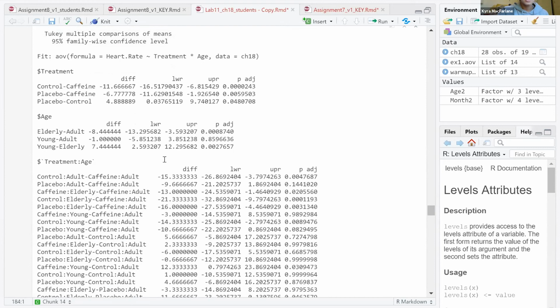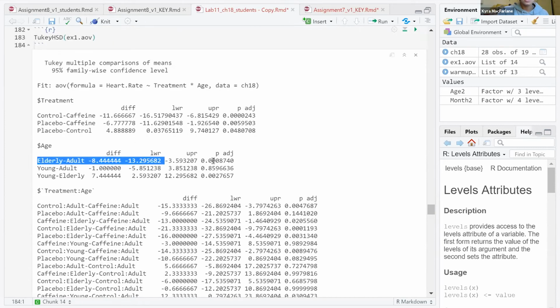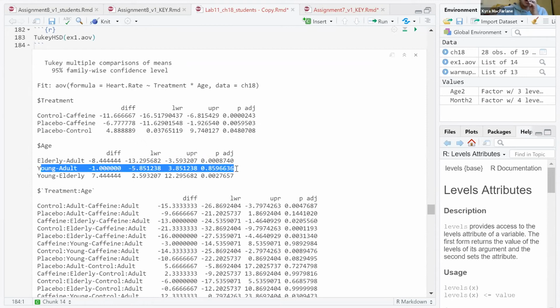Look at age. We see that elderly and adults are significantly different. Young and adult are not significantly different. Young and elderly are significantly different.